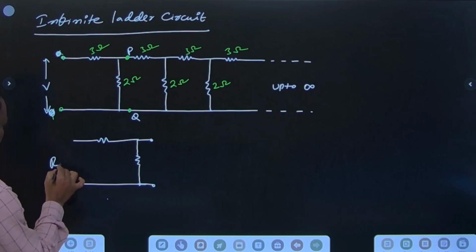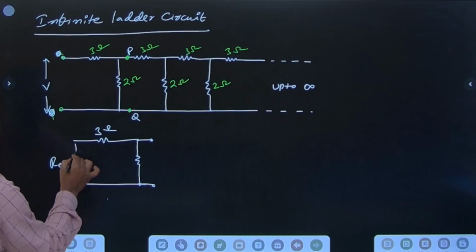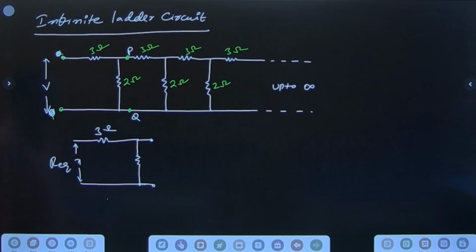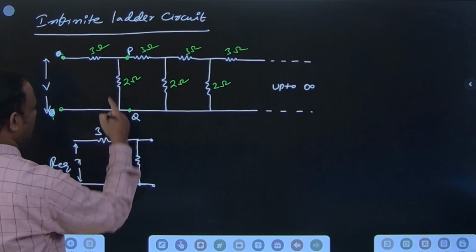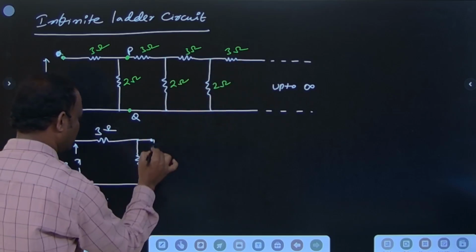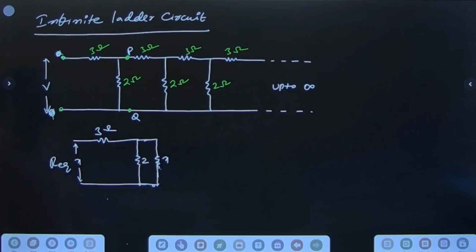This is R equivalent, a 3 ohm. The equivalent resistance of the total circuit, let it be X. This is 3, and here this is 2. Now the remaining part will also become X.